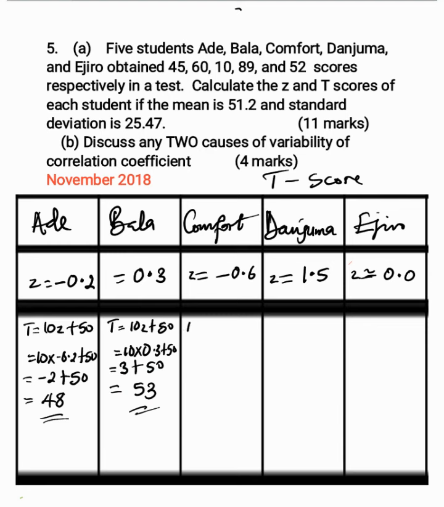For Comfort, we have the T-score given as 10Z plus 50. We're going to have 10 multiplied by negative 0.6, then we add 50. 10 times negative 0.6 is going to give us negative 6. Then we add 50. If we add 50 to negative 6, we're going to have 44.